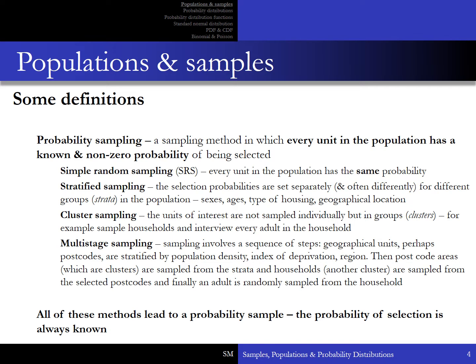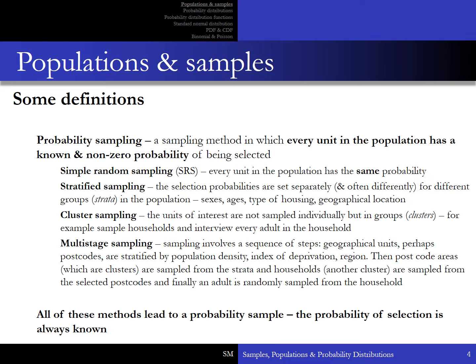Finally, multi-stage sampling. This involves a sequence of steps. Firstly, geographical units, perhaps postcodes, are stratified by population density, index of deprivation, region, and so on. Then, the postcode areas, which are of course clusters, are sampled from the strata, and households, another cluster, are sampled from the selected postcodes, and then finally an adult is randomly sampled from the household.